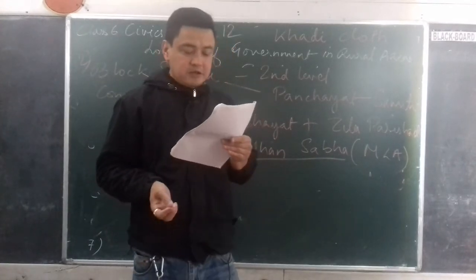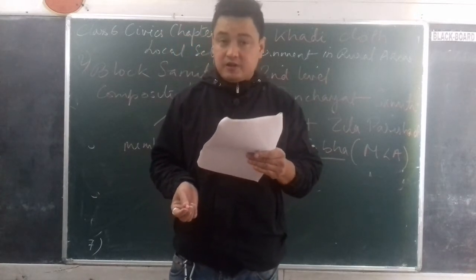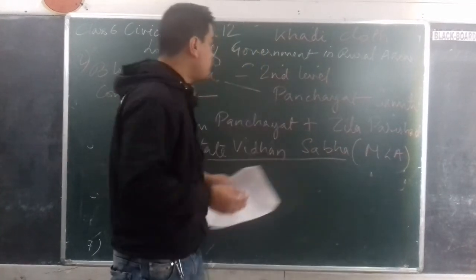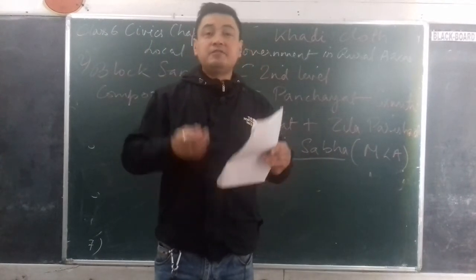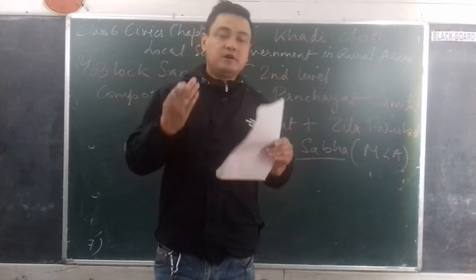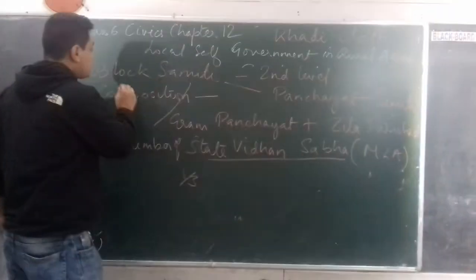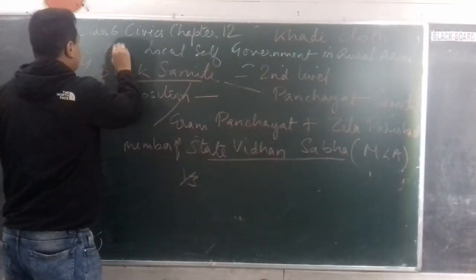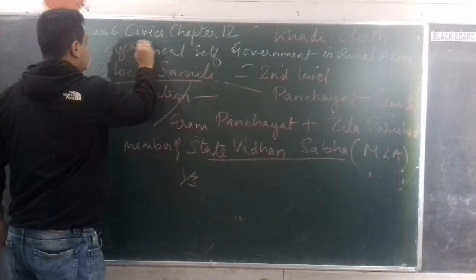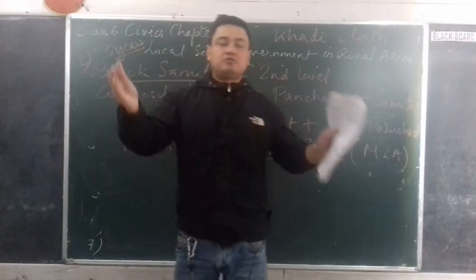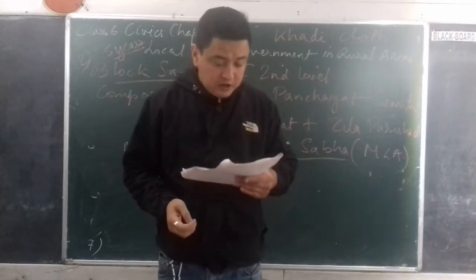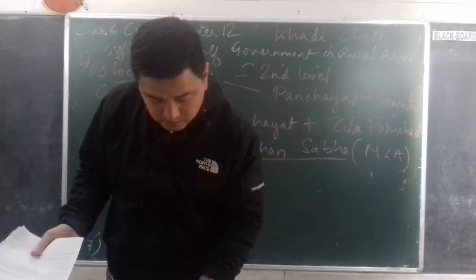The members of the block samiti elect a chairperson and a vice chairperson. In a block samiti, you have a chairman and a vice chairman. The samiti also serves for 5 years. So this block samiti is there for 5 years. Like the sarpanch is also there for 5 years, likewise the block samiti is also there for 5 years. Now we are looking at the functions of block samiti.